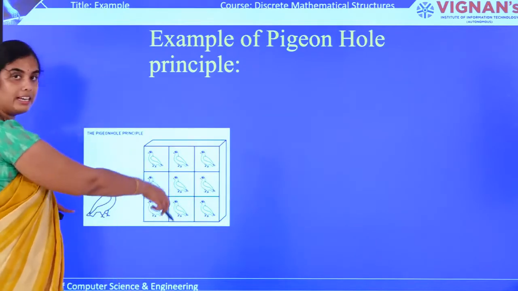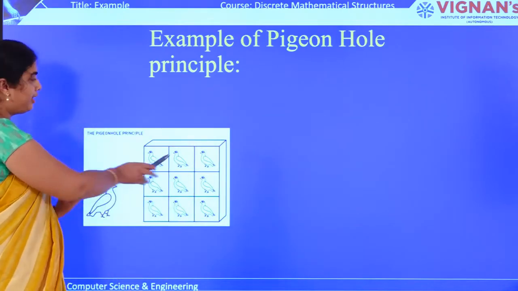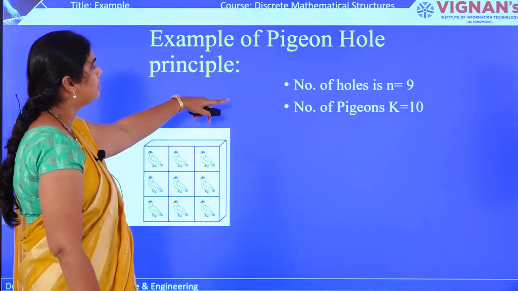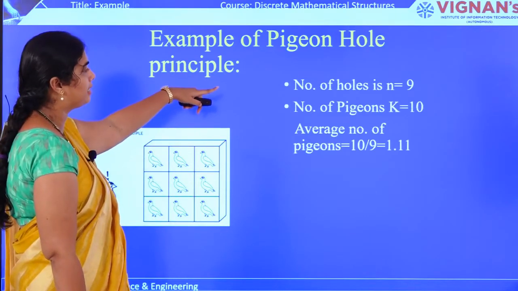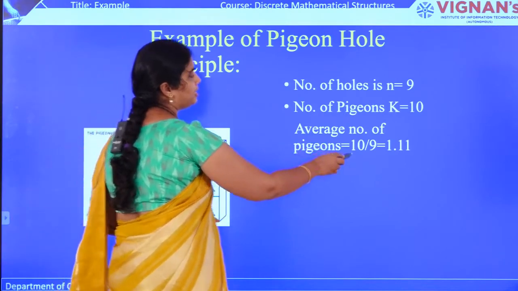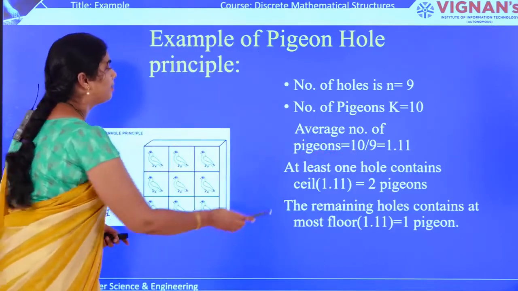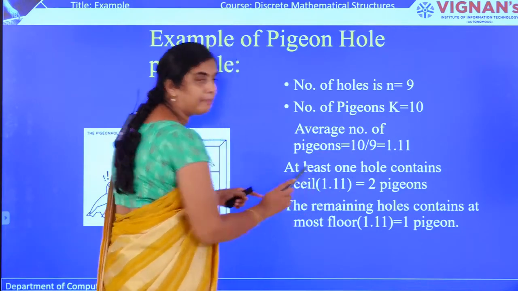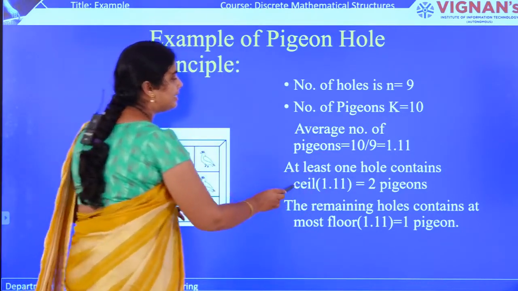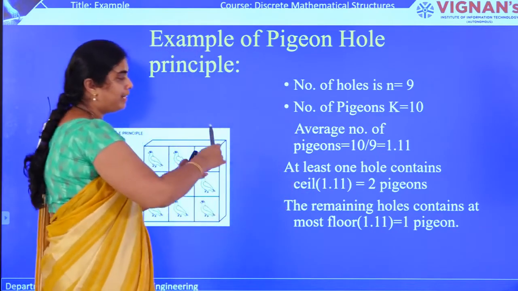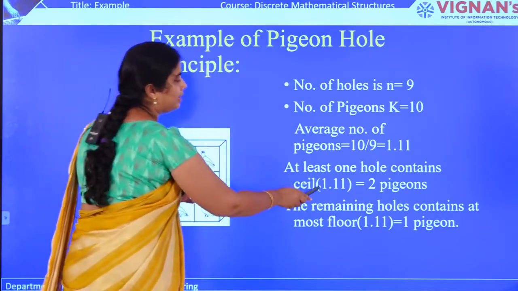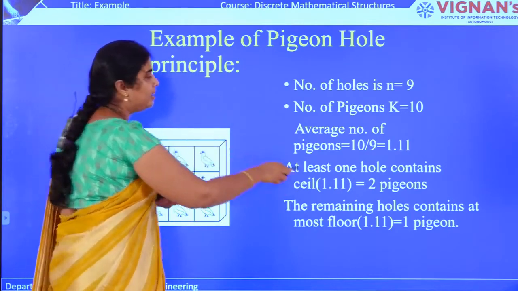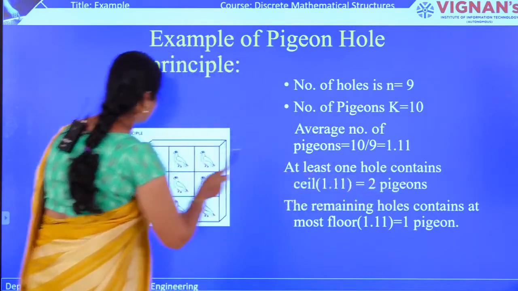See, 10 pigeons are given, 9 pigeonholes are given. We need to place these 10 into those 9. The average number of pigeons will be 10 by 9. Okay. So, at least one hole contains ceil of 1.11, which I already said. Ceil of 1.11 means we need to take the next greater integer. What is the next integer? 2, right? So, at least one hole contains 2 pigeons.